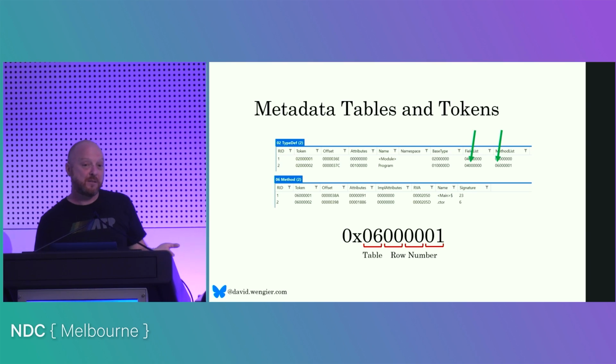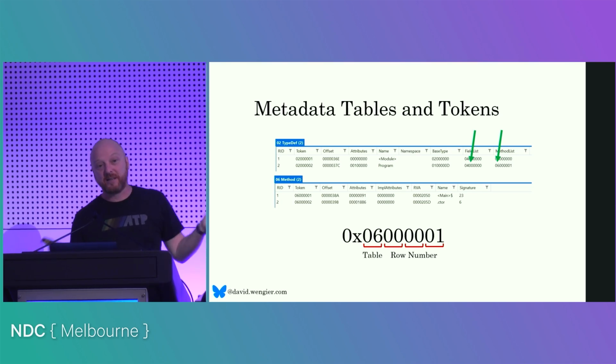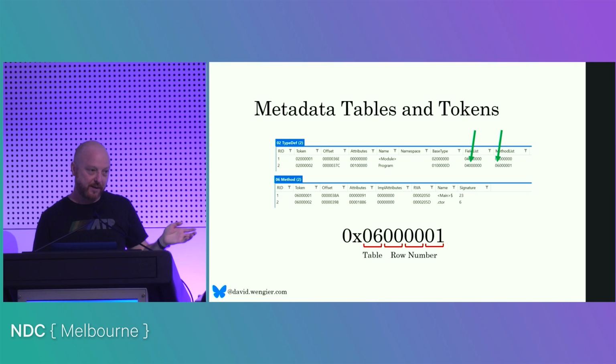But it works the same for fields, right? I don't know off the top of my head what the field table is, but I'm pretty sure it's number 4. You'll notice that's all zeros afterwards. That means there aren't any fields. I'll explain that as well. Base type. Here is a good example.